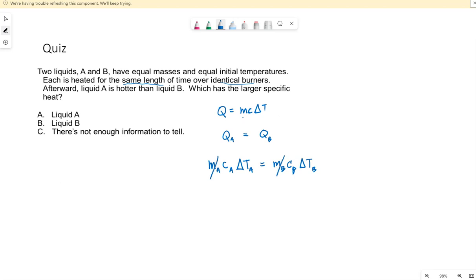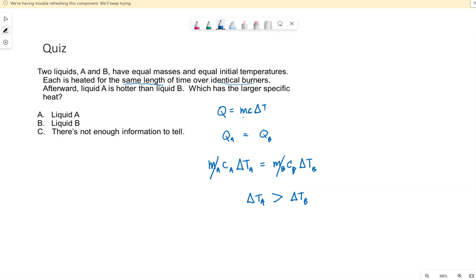Oh, but we're told they have equal masses. They have the same initial temperatures, but liquid A is hotter than liquid B at the end. That means delta T for material A is bigger than delta T for material B. If they start at the same initial temperature and material A ends up hotter, it has gone through a bigger change in temperature.